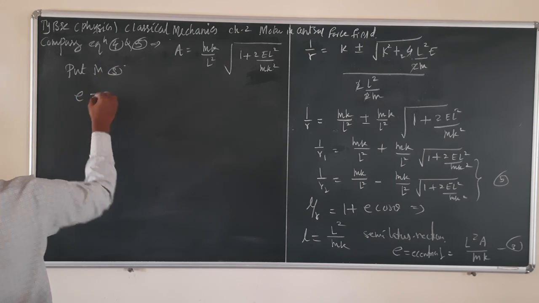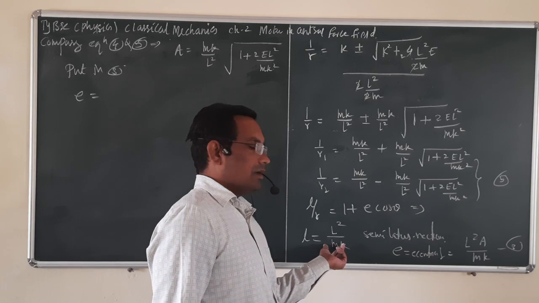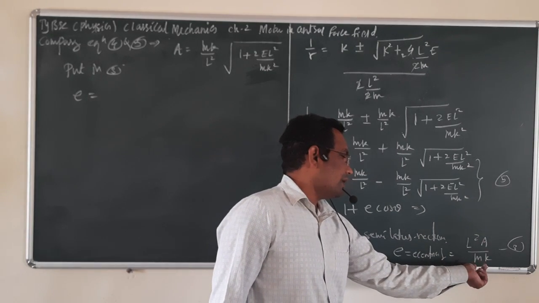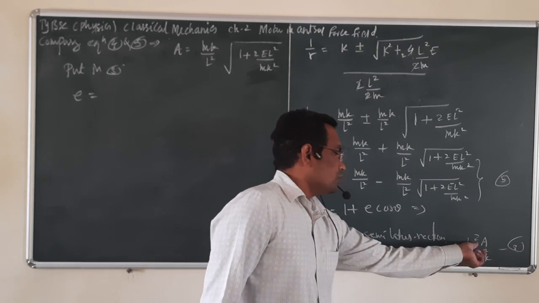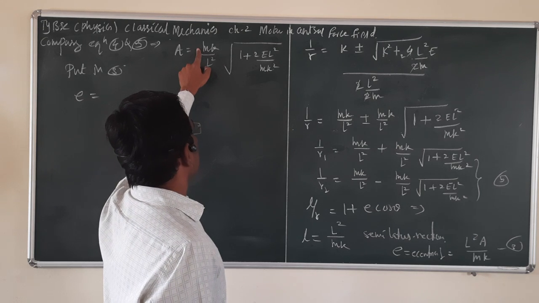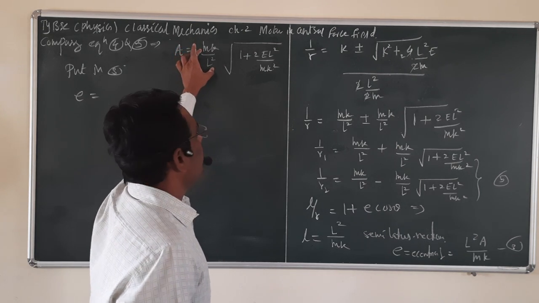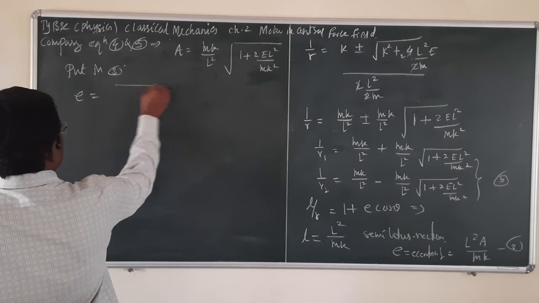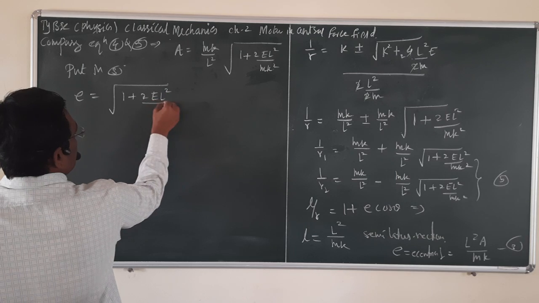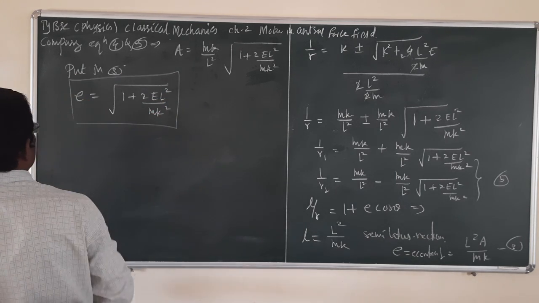We get the value of eccentricity e as follows. The semi-latus rectum is l squared upon mk, and eccentricity e is l squared divided by mk into A. So we have to multiply this A by l squared upon mk. If you multiply by l squared upon mk, this term will become 1. So eccentricity is the square root of 1 plus twice E l squared divided by mk squared. So this is the value of eccentricity.